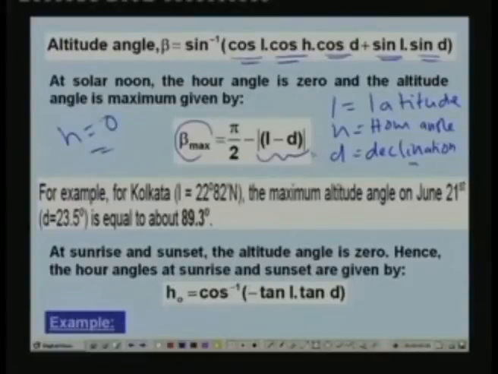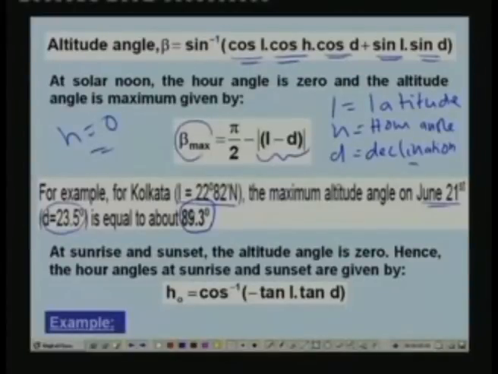So, once you know the latitude and declination, you can calculate the maximum altitude angle on any given day. For example, take the example of Kolkata. For Kolkata the latitude is 22.82 degrees north, and I want to find out the maximum altitude angle on June 21st. As we know, on June 21st the declination D is 23.5 degrees. So, beta max is pi by 2 minus the absolute value of 22.82 minus 23.5, which is equal to 89.3 degrees.